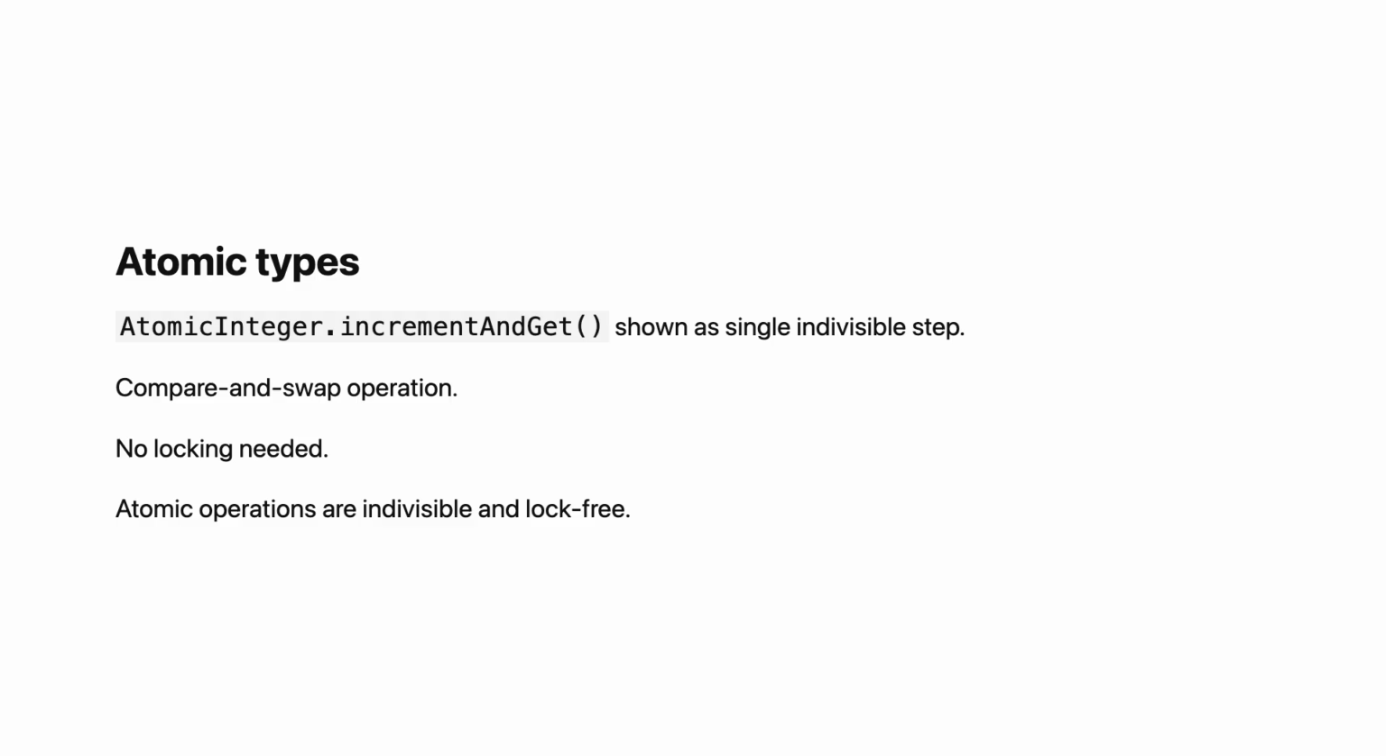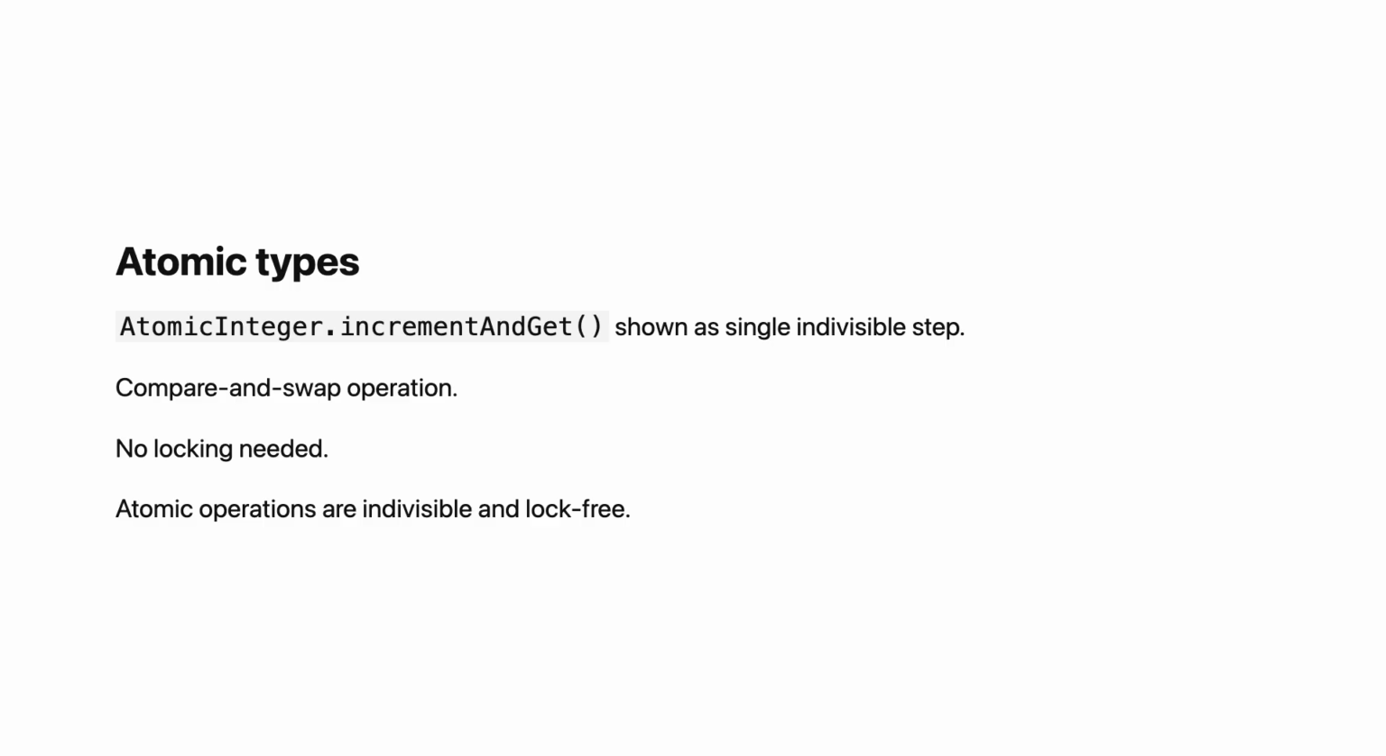Compare and swap: change the value only if it equals the expected value. If another thread changed it first, retry. Atomics are great for counters, flags, and simple state. For complex state with multiple variables, locks are often clearer.